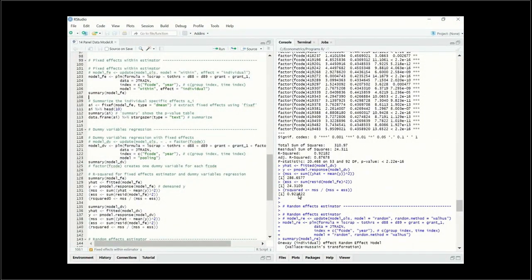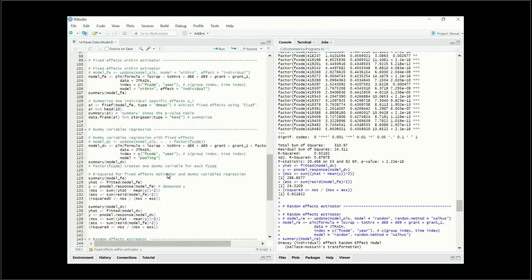So we basically have the same coefficients, and we can also come up with the same individual specific effects after estimation and so forth, but the R squares are different. The reason for that is that the fixed effects within estimator demeans the variables. So instead of using y, it uses y minus y bar. And this basically removes a lot of the variation.